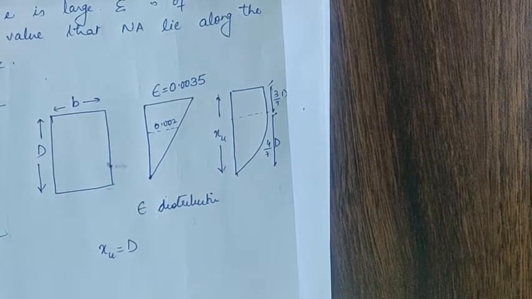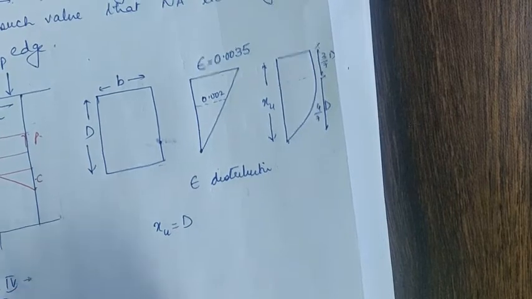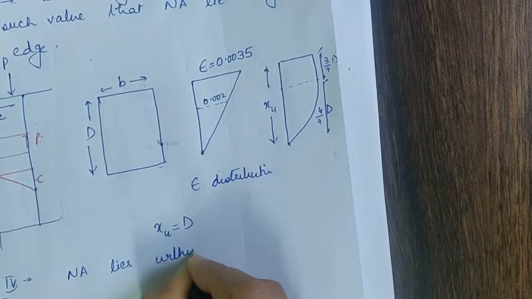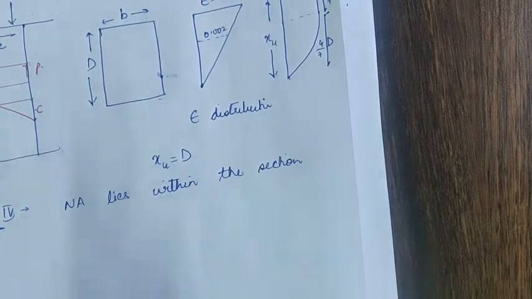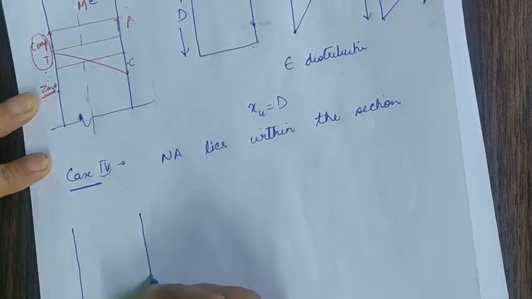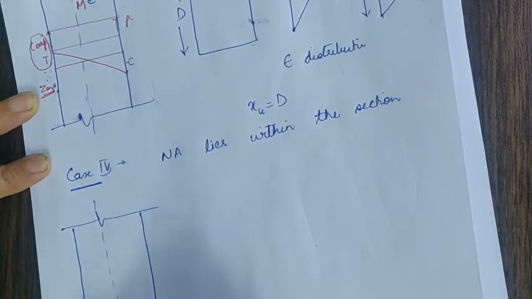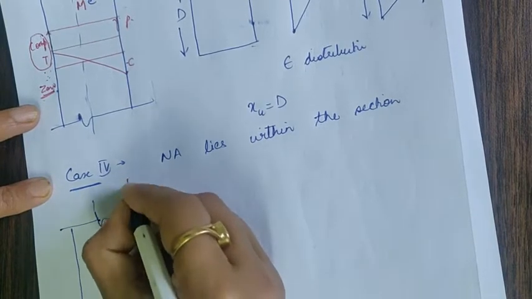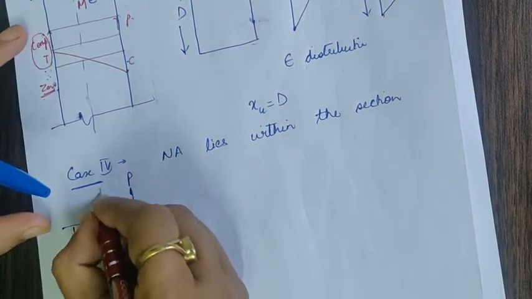Now coming to case 4. Case 4 is where the neutral axis lies within the section. Now what does this case say? Again I am drawing the front view. This is the front view of the column. The load is not acting at the CG, but at some eccentricity. Due to this, we all know there will be a combination of P and M.